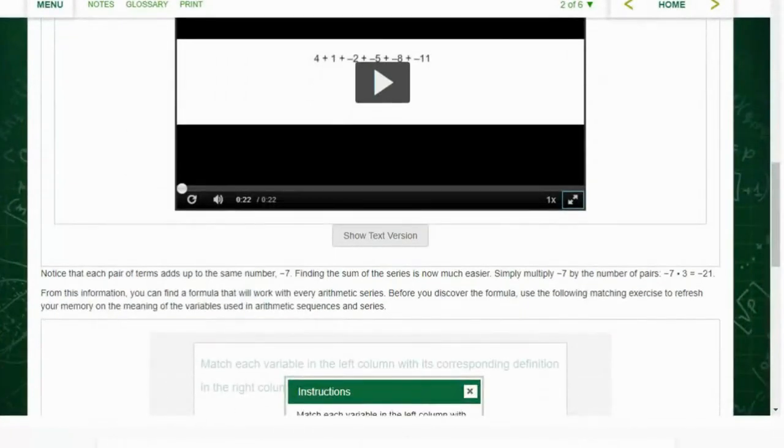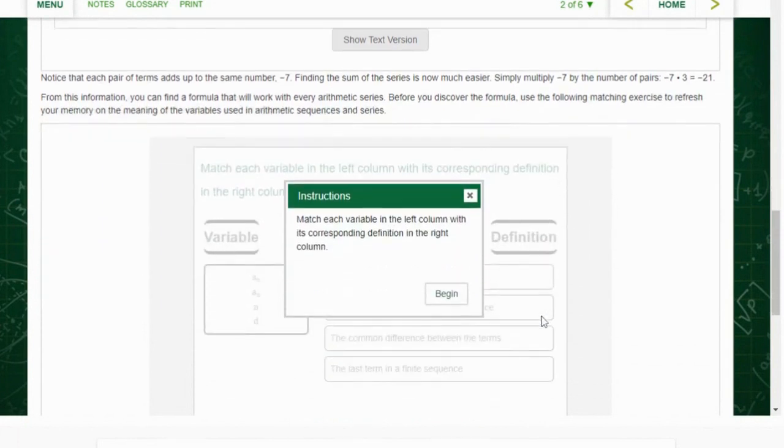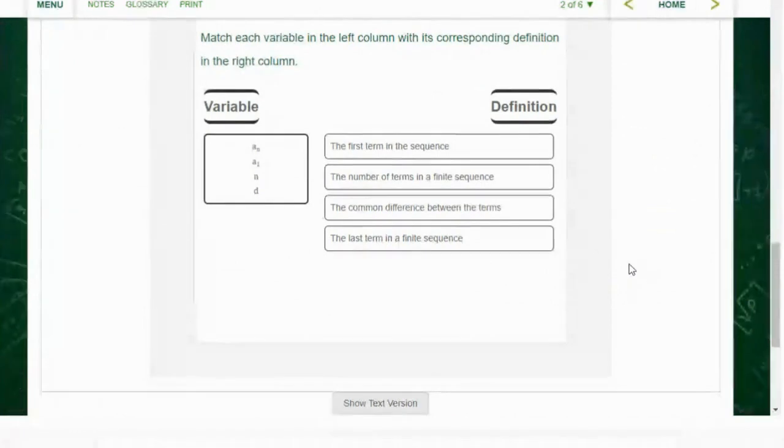So each pair of terms adds up to the same number, negative 7. So finding the sum would be pretty easy, because since we did that 3 times, negative 21 is the total of all those numbers added together. So we could find some kind of formula that's going to work. So let's see what we have here.